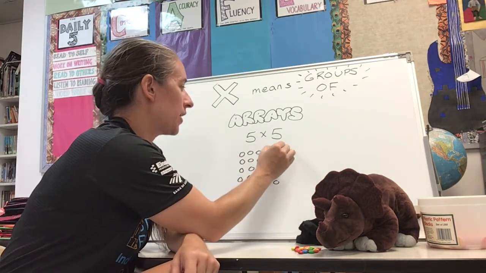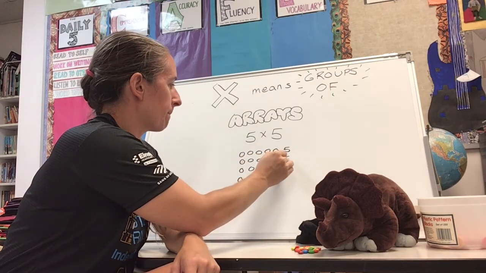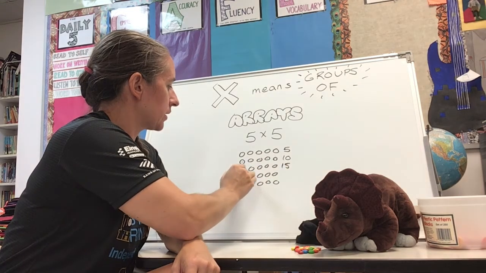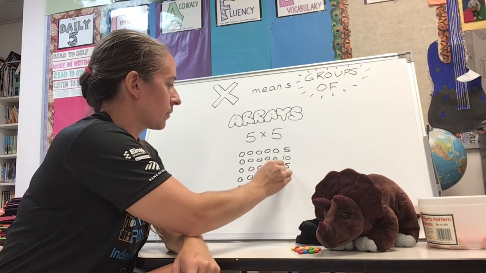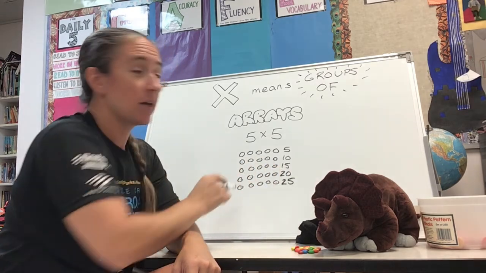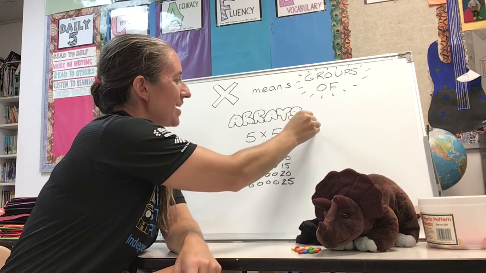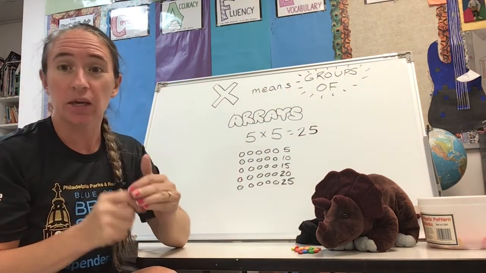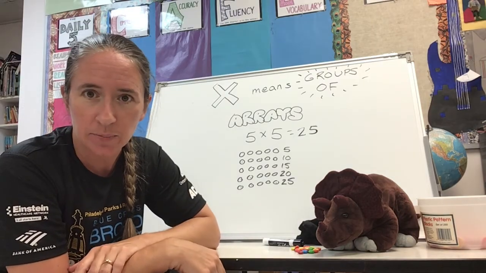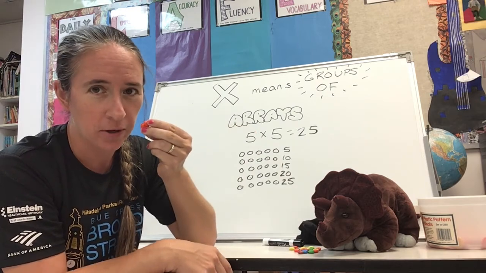So I know there's 5 in the first row. 5, 6, 7, 8, 9, 10, up to 25. So 5 times 5 equals 25. So I can draw arrays to help me figure out the answer to a multiplication sentence. And depending on what I pick, I can eat my arrays when I'm done.